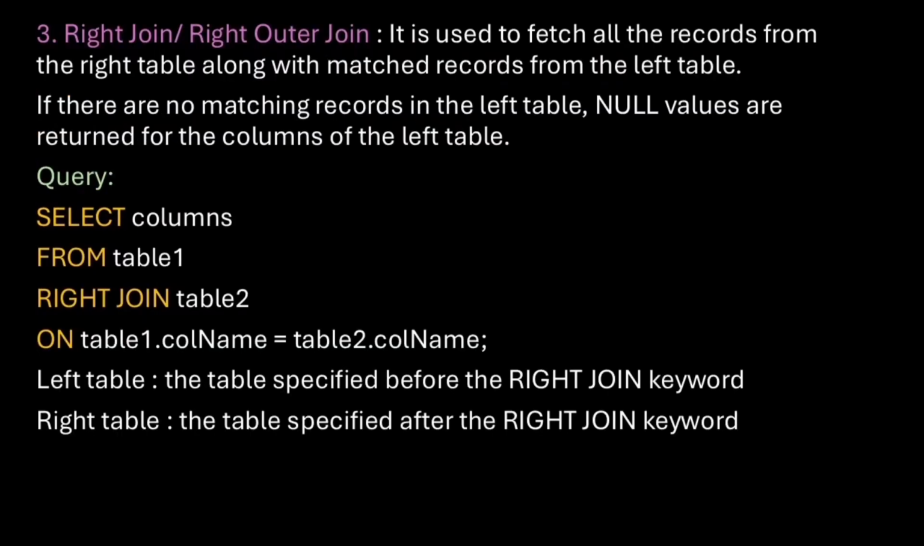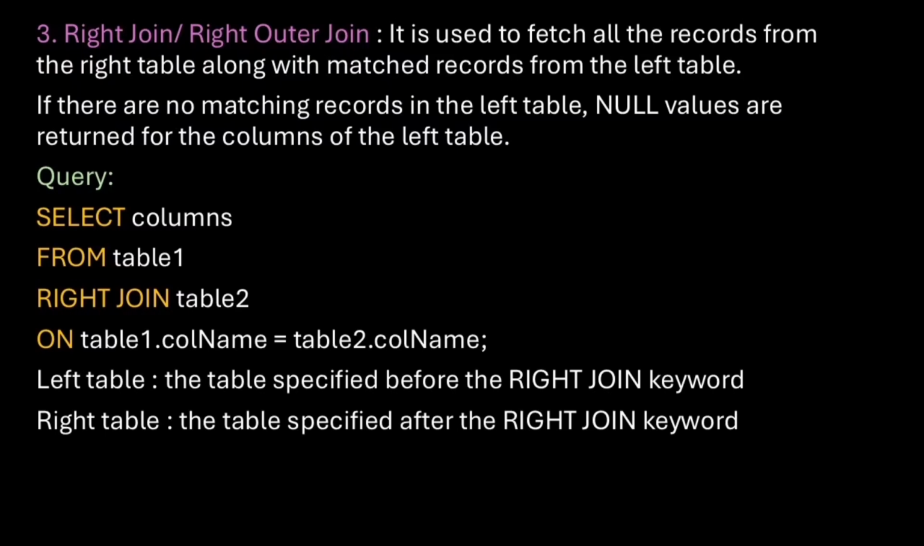Now we will discuss the third type of join, that is right join. The right join or right outer join is used to fetch all the records from the right table along with matched records that are present in both left and right tables. If there are no matching records in the left table, then null values will be written for the columns of the left table. Let's look at the query structure.